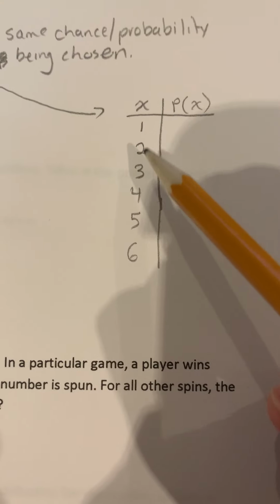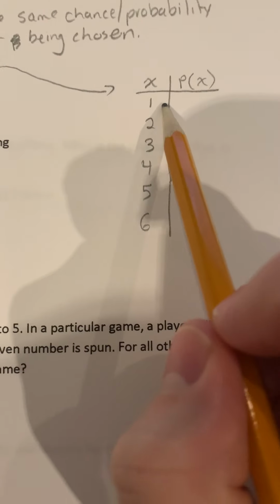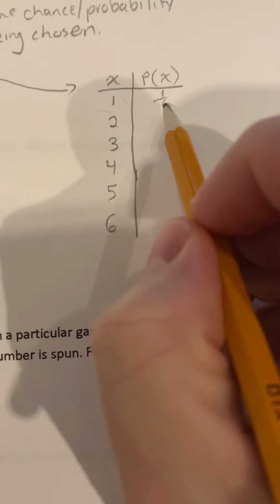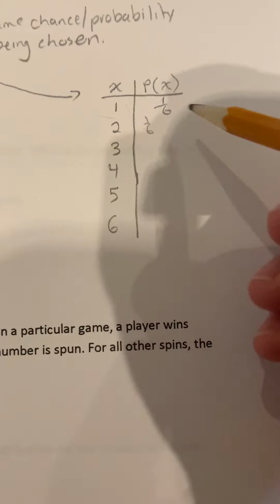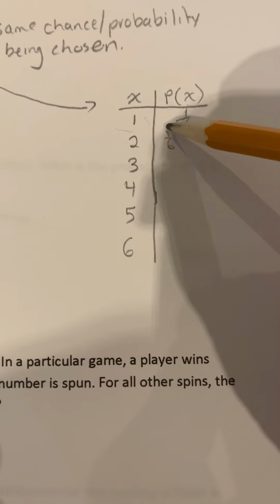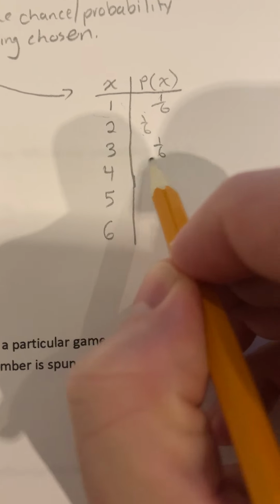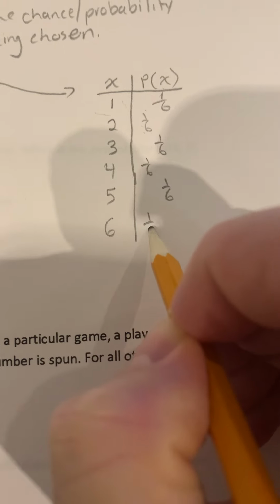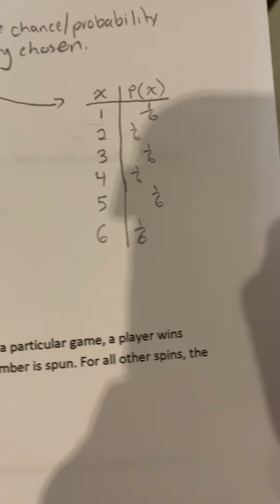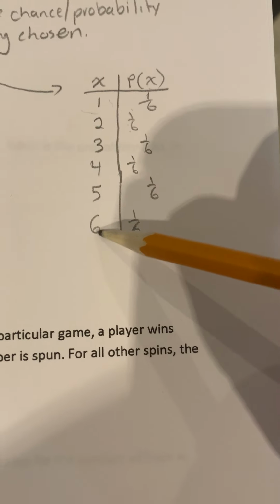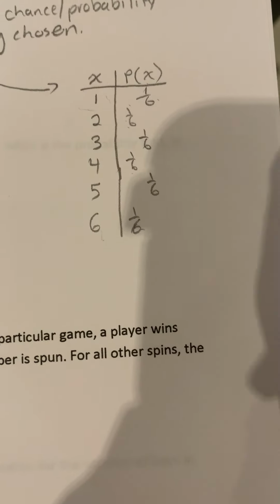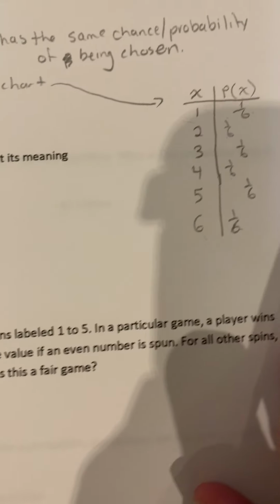Now the probability of each of these being chosen: the chance of choosing a 1 would be 1 out of 6. For 2, it'd be 1 over 6. Going back to our formula, it's always 1 over the total outcomes. So each of them has a 1 in 6 chance of being chosen. That gives our probability distribution: outcomes 1 through 6, and the chance of each being chosen is 1 out of 6.